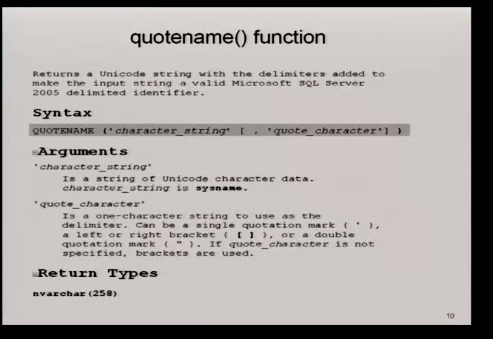The first one is the QUOTENAME function. The QUOTENAME function is mainly designed for preparing delimited identifiers. It's pretty simple. It adds the beginning delimiter and it also adds the ending delimiter. And any occurrences of the delimiting character, it doubles them up.